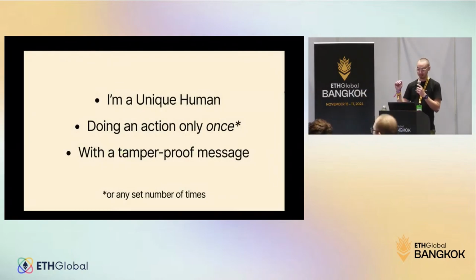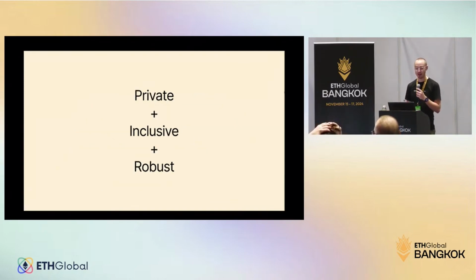So I'm a unique human. I'm doing an action only once, or really however many number of times you want, and optionally with this tamper-proof message that we call the signal. We've built World ID to be private, inclusive, and robust. We don't want the user to have to reveal extra information about who they are. We want as many real humans as possible to be able to use this technology, and we want to make sure that it's robust, ensuring that every real human only gets this one account.